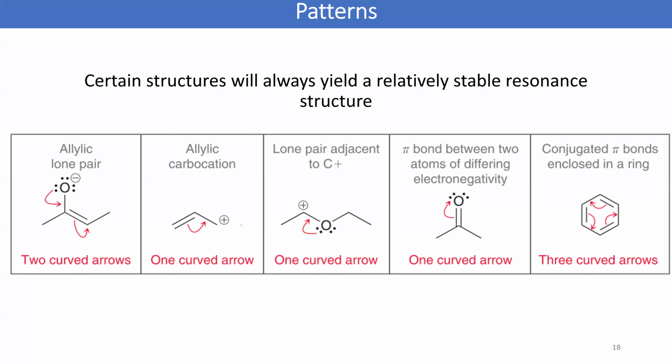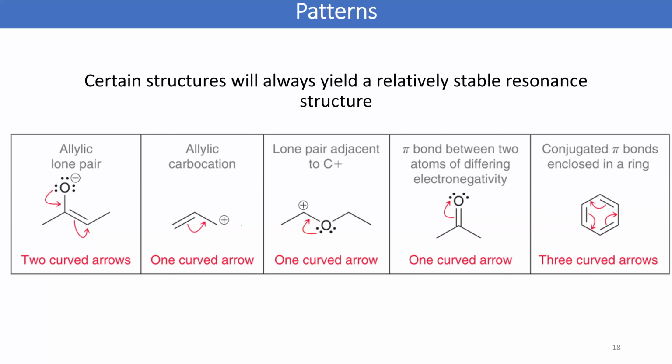So allylic lone pair, allylic carbocation. I'm just gonna reiterate, allylic means not part of a pi bond, but one carbon away from a pi bond, or one sigma bond away from a pi bond. So if it was an allylic carbocation, there was room to move the pi bond over. That was another one of our first examples, right?